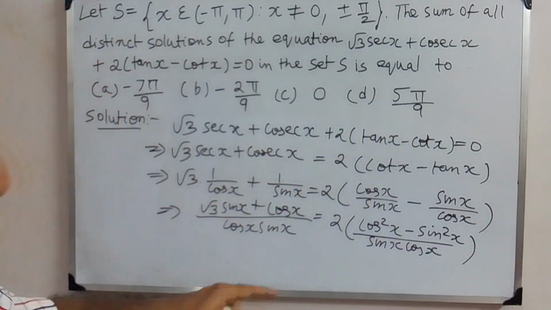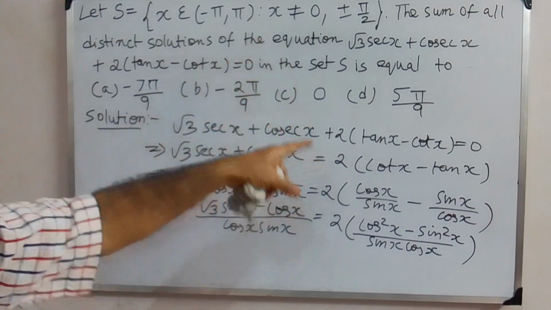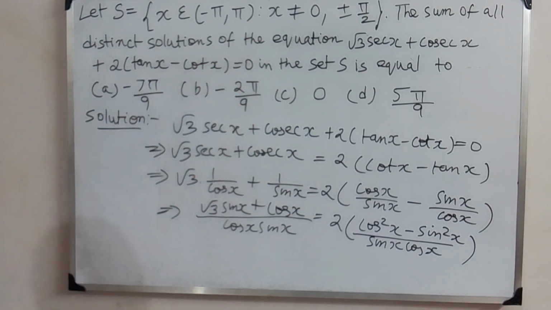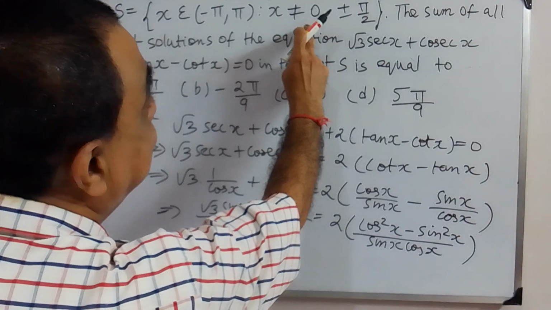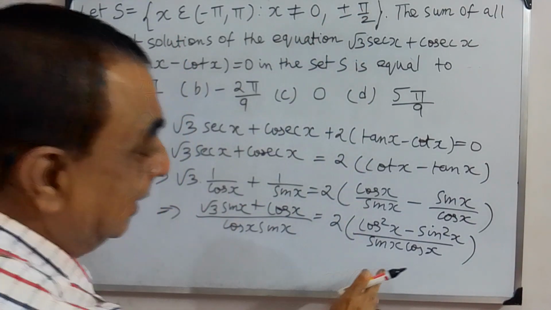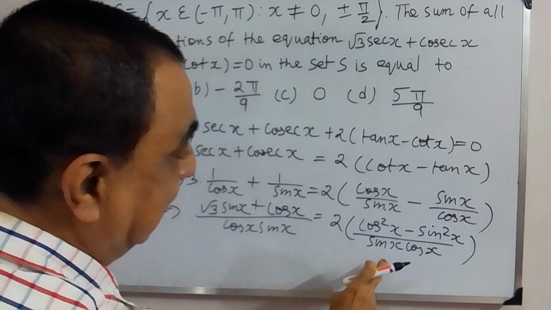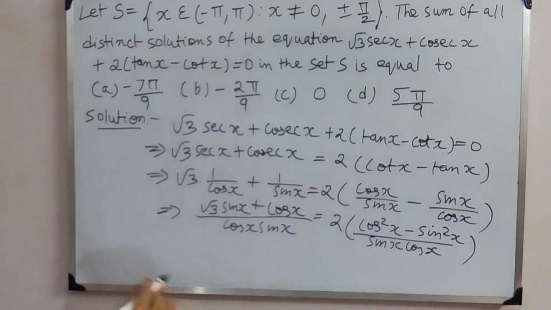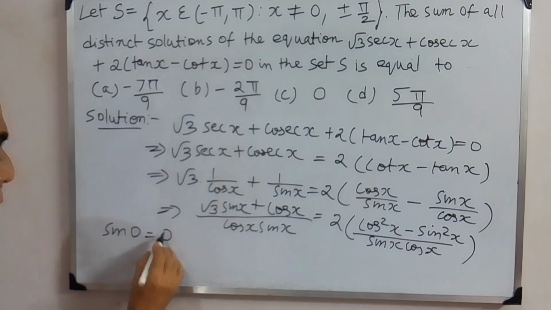Now see here, it was told to us in the given question that x is not equal to 0 or plus minus pi by 2. So when x is not equal to 0, sin x will not be 0, because we know sin 0 is 0.